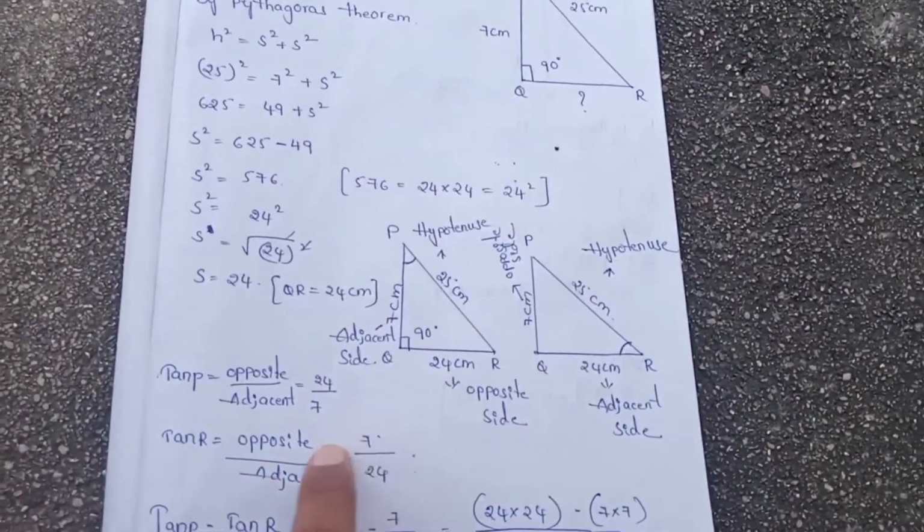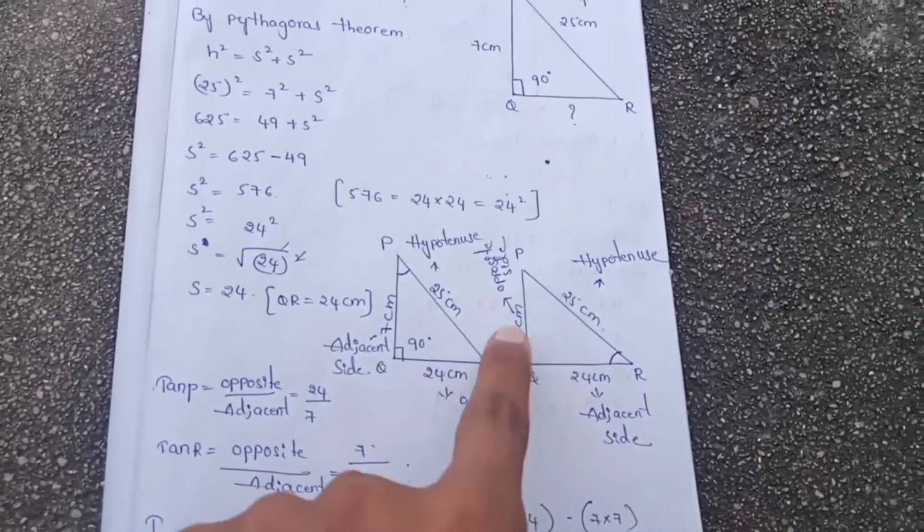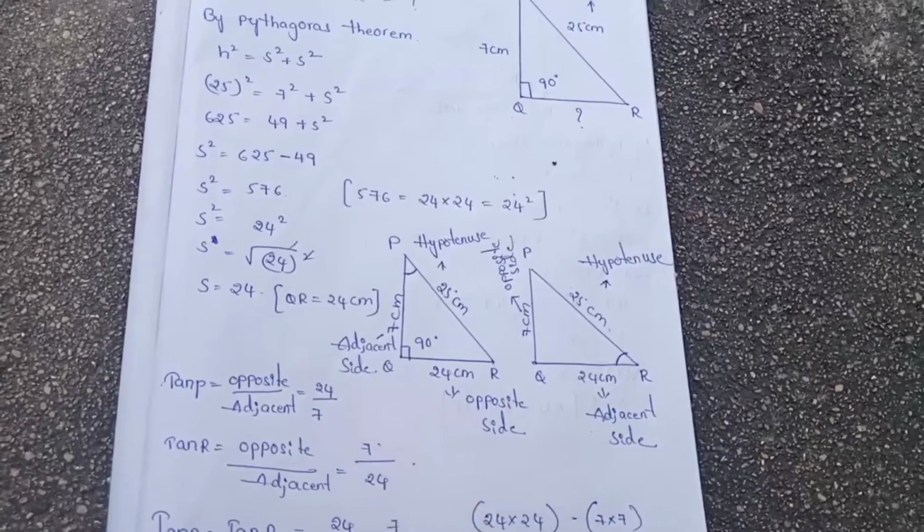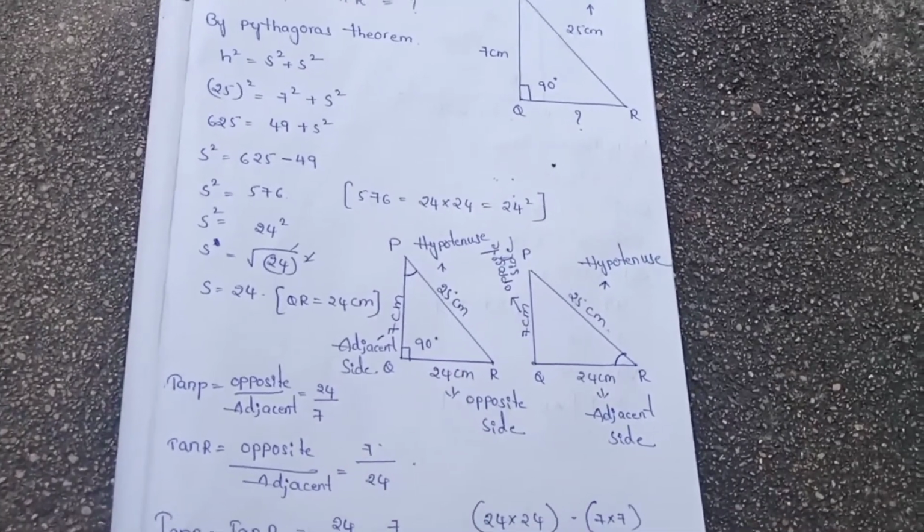Tan R means we have to forget this triangle and look only at this triangle. Opposite by adjacent. What is the opposite given here? 7 centimeter. Adjacent is 24 centimeter. 7 by 24. Centimeter gets cancelled. 7 by 24 is our answer.